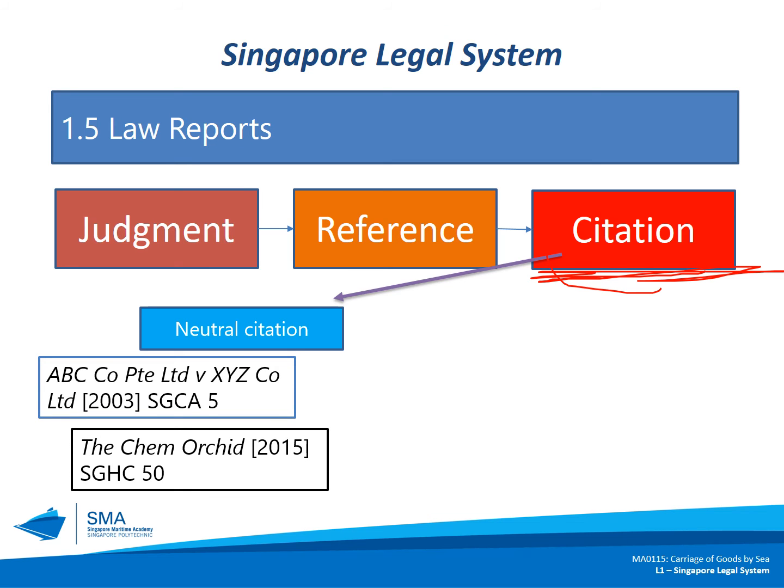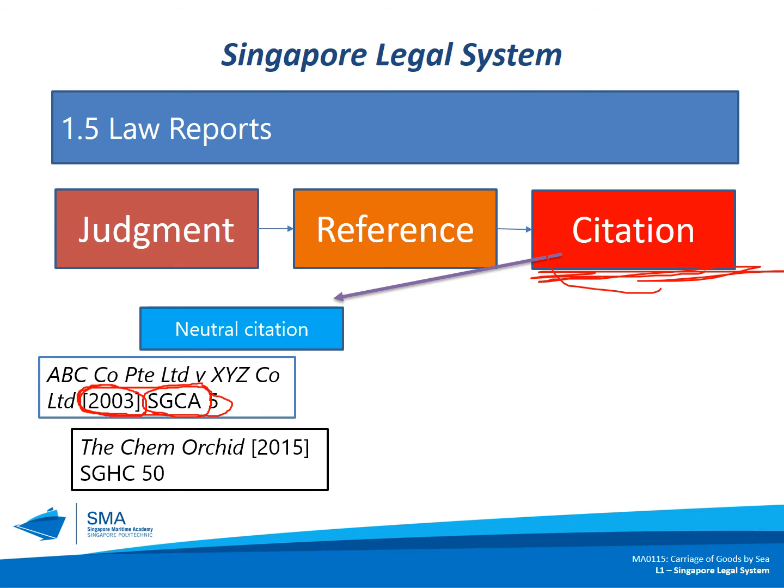you see the citation here. This case is ABC Company Private Limited against XYZ Company Limited. It's a fictitious case. I just simply put something. And for neutral citation, the year here is the year of decision. That means this case was decided in the year 2003. Who decided? Look at here, SGCA. So you know SG is Singapore, CA is Court of Appeal, right? So the Singapore Court of Appeal gave this judgment.